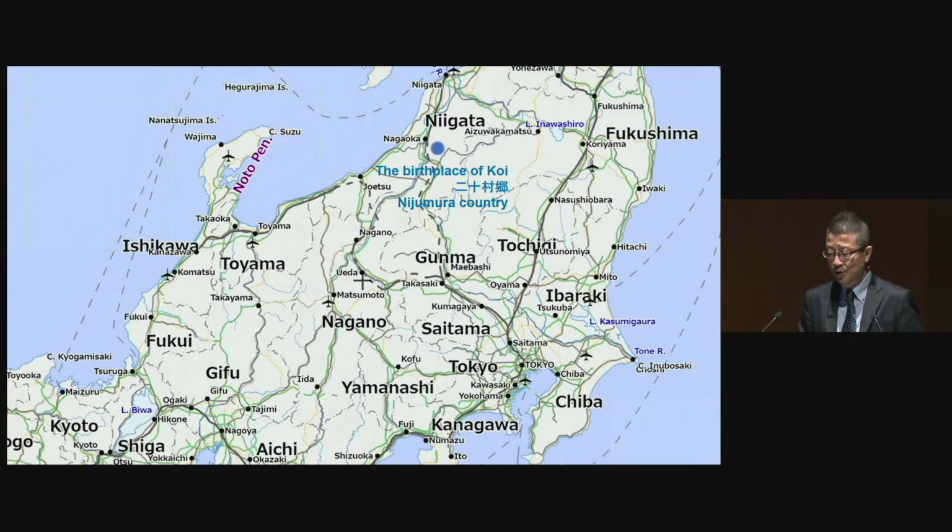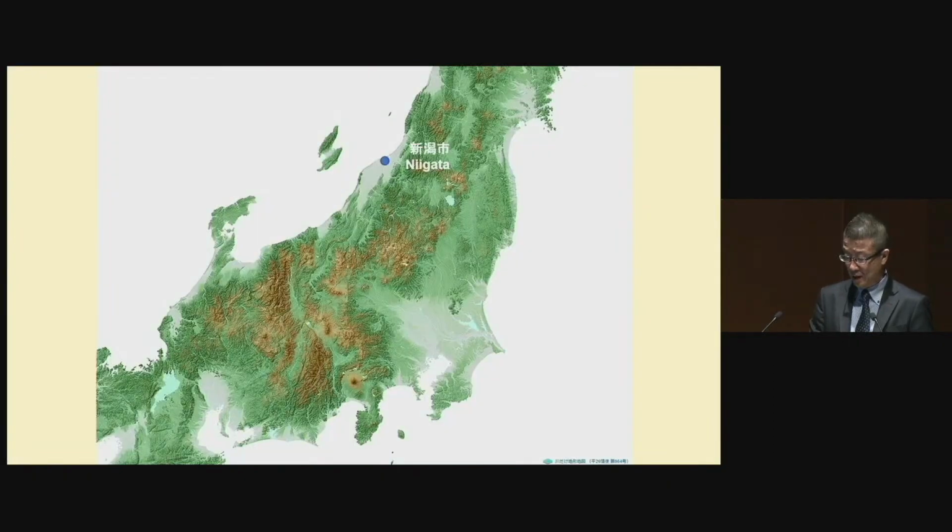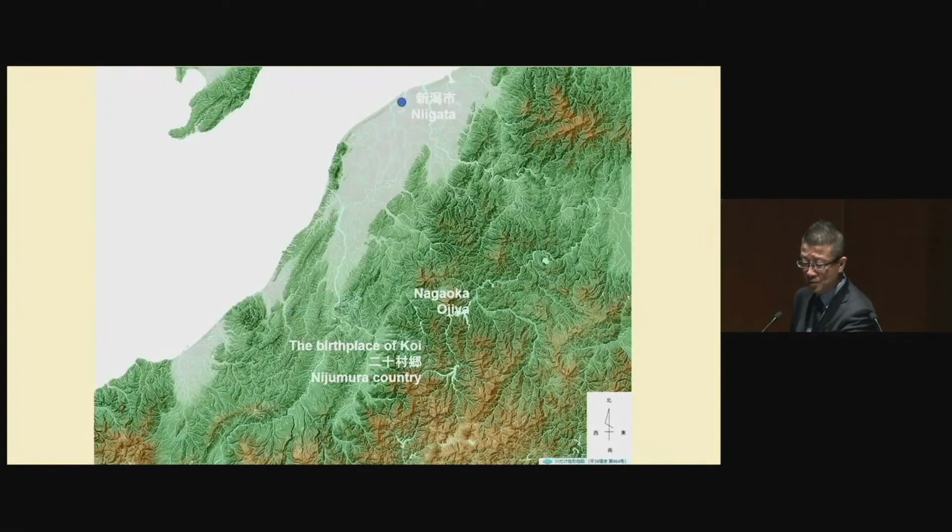So we are in the city of Niigata now, and we're looking at an area that is a bit south of Niigata City. And this is the map of Japan, and we will be zooming in. So from where we are now, Nijumura County is this area where I indicated in red. It might be a bit difficult to see, but there are some characteristics of this region, if you can notice this.